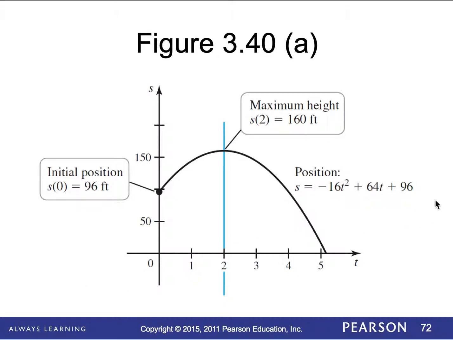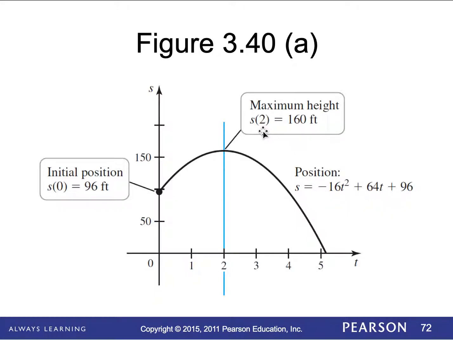And I've got this nice position function. If I wanted to find out when it hit its maximum height, I would take that derivative and set it equal to 0. Why? Because the slope at a maximum is going to have a horizontal tangent line and be 0. So I'm going to take negative 32t plus 64 and set it equal to 0. That's going to give me t equals 2.